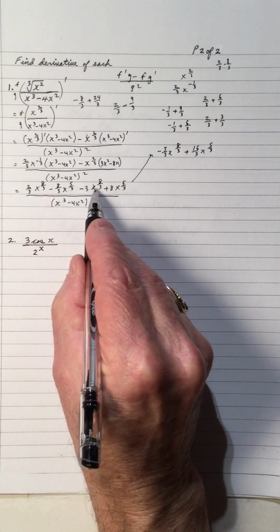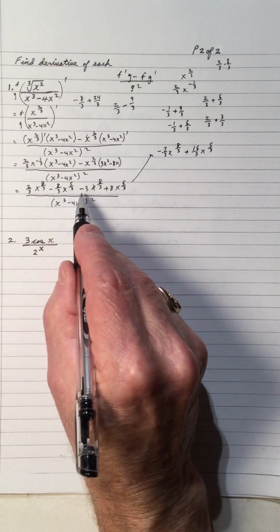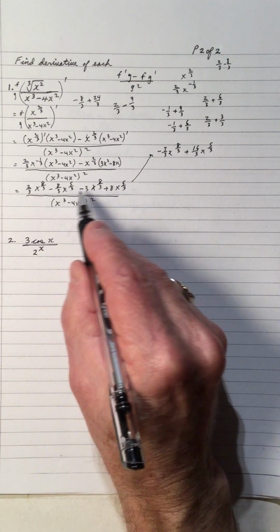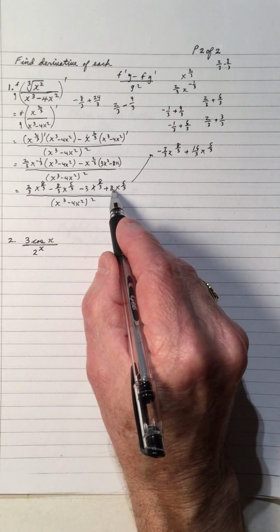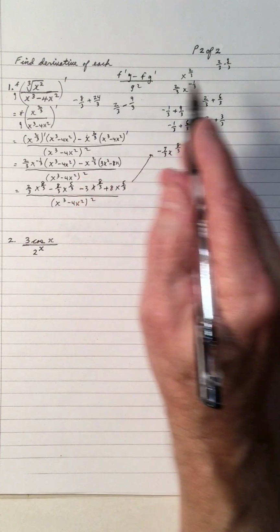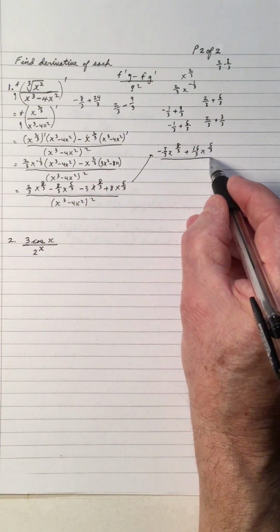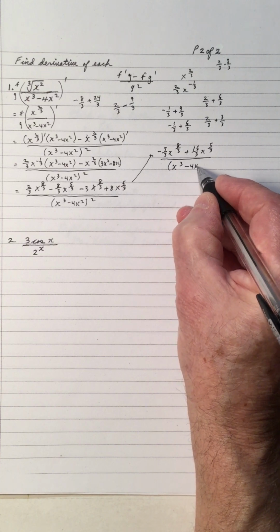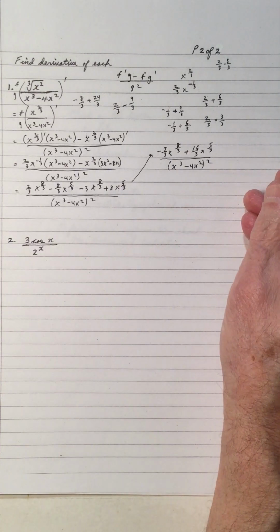Notice that these two terms are the same, so I'm taking 2/3, subtracting 3, and I get negative 7 over 3. These two terms are the same. Negative 8 over 3 add on 8, which is 24 over 3, gives me 16 over 3. And that's over x cubed minus 4x squared, all squared.